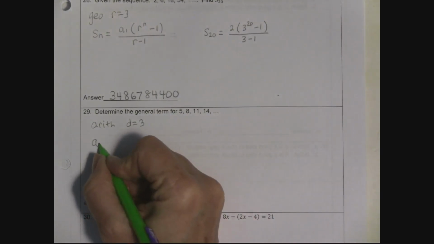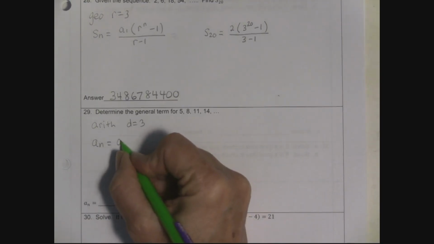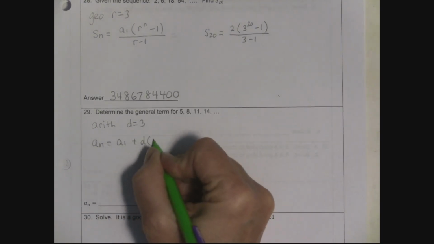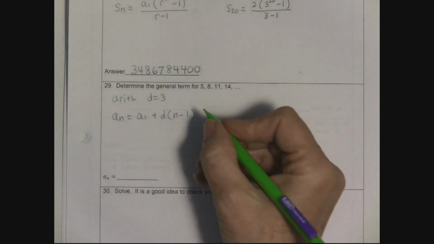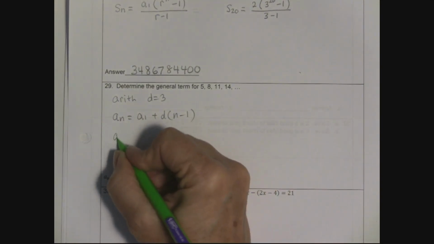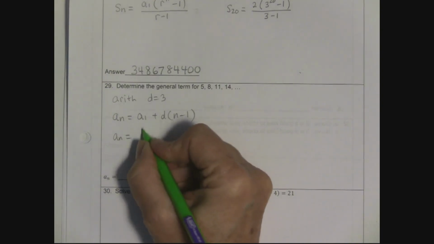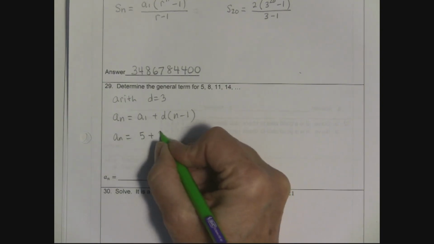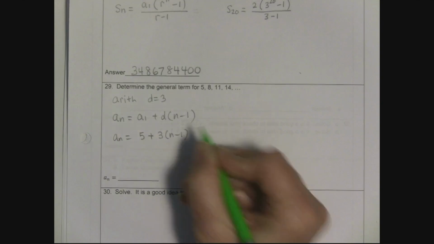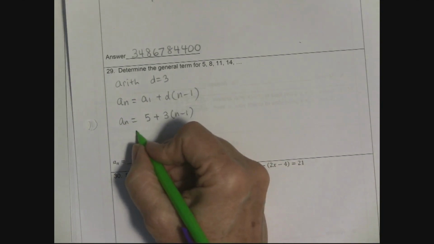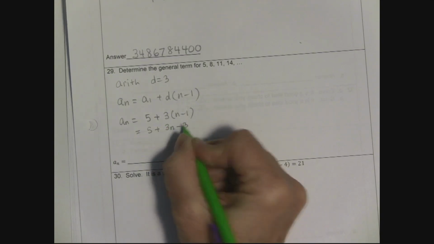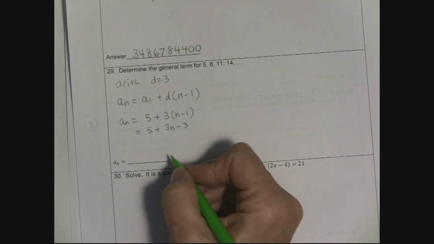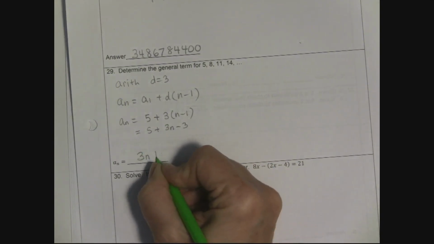So the formula for the general term is this, and it should have n in it. So a sub n equals a sub 1, which is 5, plus d, which is 3, times n minus 1. And you should always distribute and simplify. So this would be 5 plus 3n minus 3, and 5 take away 3 is 2. So this would be 3n plus 2.